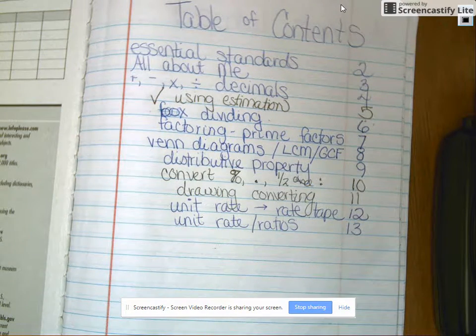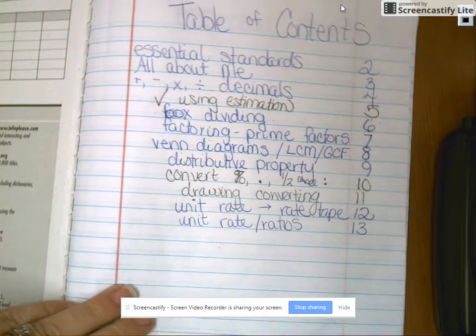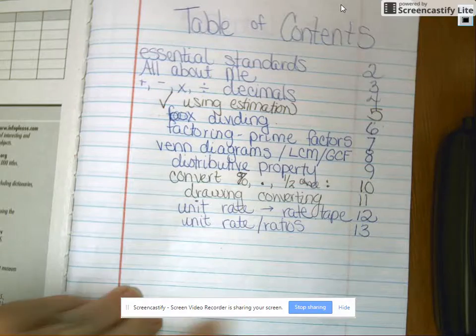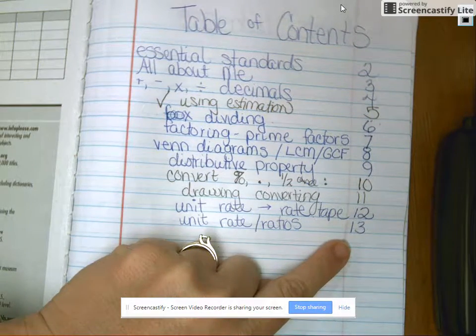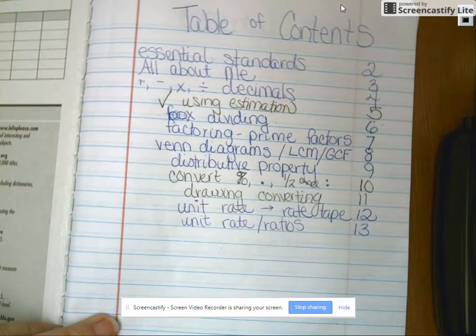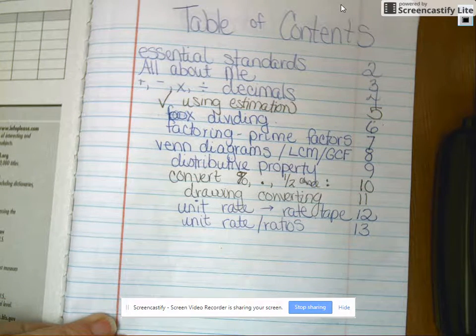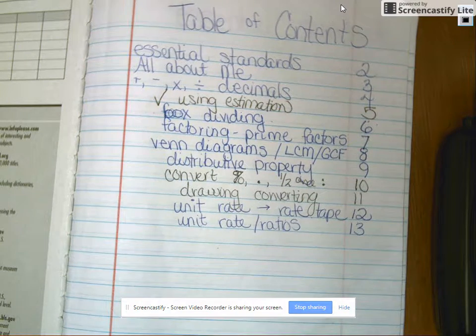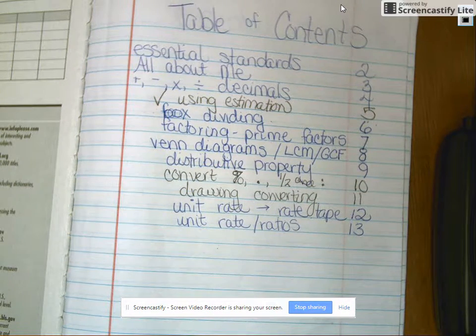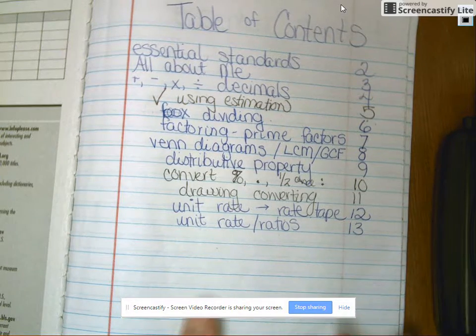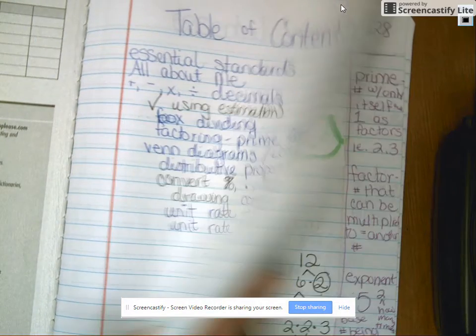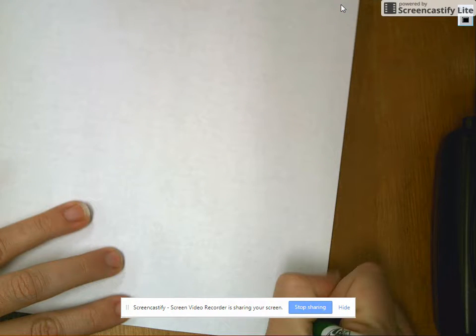Okay? All right, so in your table of contents, please write down unit rate and ratios, and that's going to be page 13. Yesterday we worked on unit rate with the tape, but today I'll show you the other way, kind of more mathematical way to do it, and you can choose whichever one works for you. All right, so go ahead and turn to page 13, please. Write down 13 at the bottom.